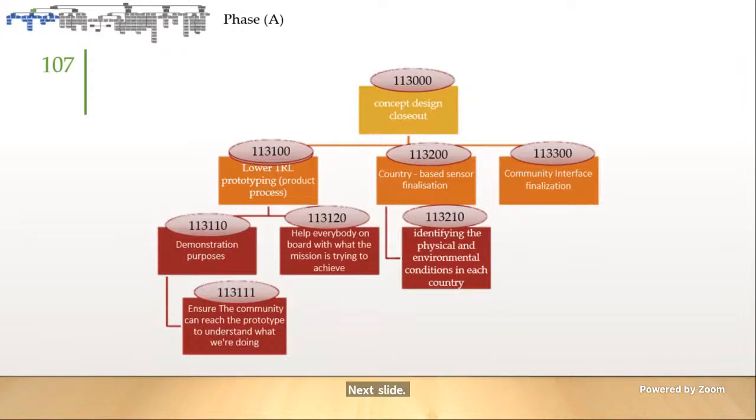Okay, here we are in the final stage of phase A, the first year of the project. In this, we need to finalize issues in concept design. That is, we need to finalize what we call the country-based sensor. And this is through identifying the physical and environmental conditions in each country. And that was the work breakdown structure for phase A.